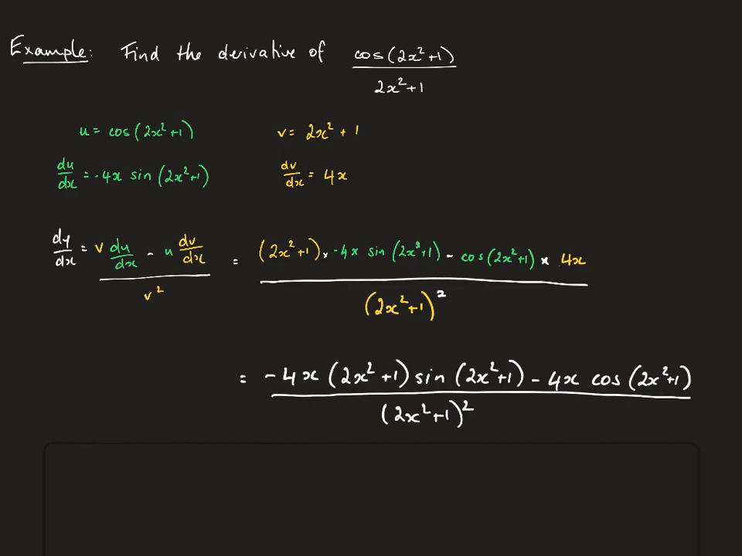Okay, so normally these sorts of questions are worth 2 marks. 1 mark for some kind of correct use here of the quotient rule, and then another one for tidying up a little bit, sometimes tidying up a little bit.